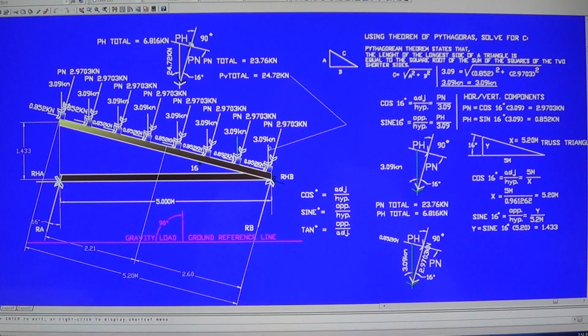And this load here, the horizontal and vertical component, is applied to the midspan of that. So the midspan of that is 2.6.